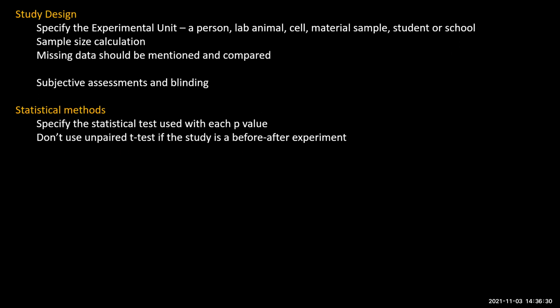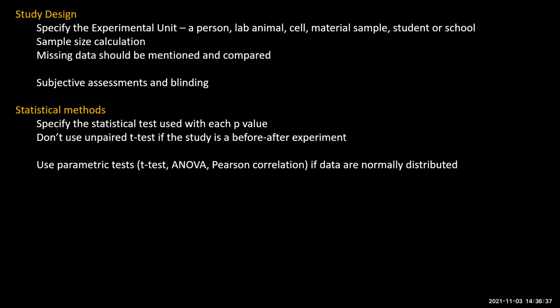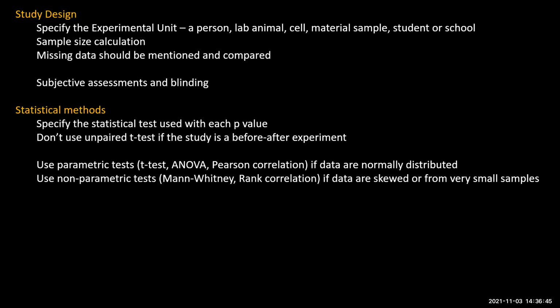Don't use a basic t-test if it is a before-after experiment. Then you have to use a paired t-test. And if the data are normally distributed, then you should use a parametric test, the standard statistical test. But if the data are skewed, then you should use non-parametric tests. This is standard teaching, but if you have a large sample, more than 20 or more than 200, then you can just go directly to parametric tests because they can handle a little bit of skew and they are robust to that.